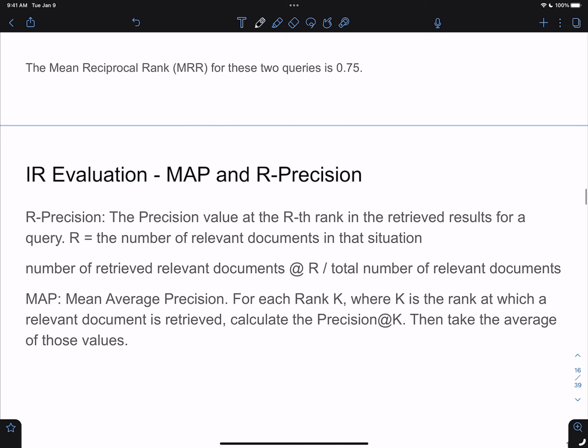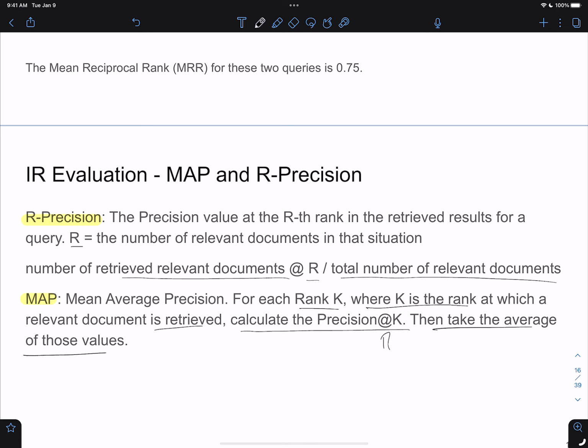Cool. Now in class, we also looked at MAP and R precision. R precision is essentially the precision value at the Rth rank in the retrieved results for a query, where R is the number of relevant documents in that situation. We get it by taking the number of retrieved relevant documents at R over the total number of relevant documents. For mean average precision, or MAP, for each rank K at which a relevant document is retrieved, you calculate the precision at K and take the average of those values.